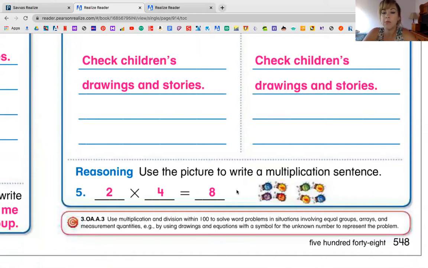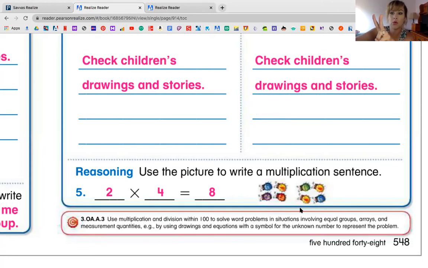Use a picture to write a multiplication sentence, okay? Well, before I get to that, it looks like I have 2 groups. Here's one group of bugs, and here's another group of bugs. I have 2 groups of, how many are in each group? There's 4. So 4 plus 4, or 2 groups of 4.